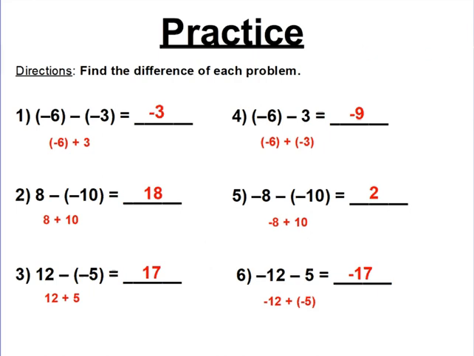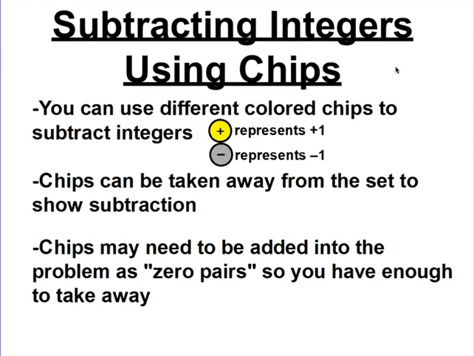We're going to move on now and figure out how to solve subtracting problems using chips. The chips are just like the addition ones. You have different colors, and each one represents either positive 1 or negative 1. So what we can do here is do subtraction problems. Subtract means to take away, so we're going to take away chips from our set.